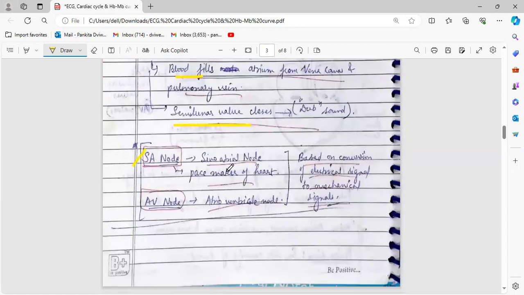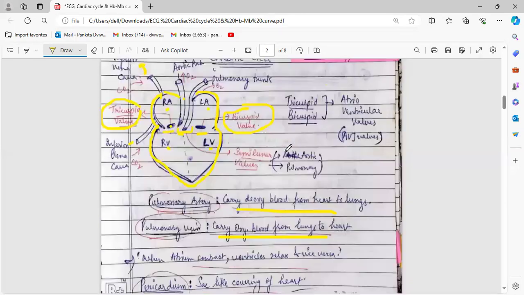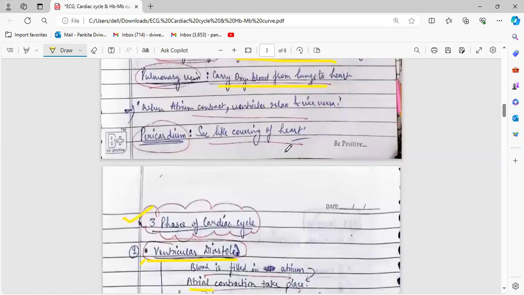So, SA node is the sinoatrial node, which is also known as the pacemaker of the heart. AV node is the atrioventricular node. So, this is it for the basic overview of the cardiac cycle, just for revision purposes.